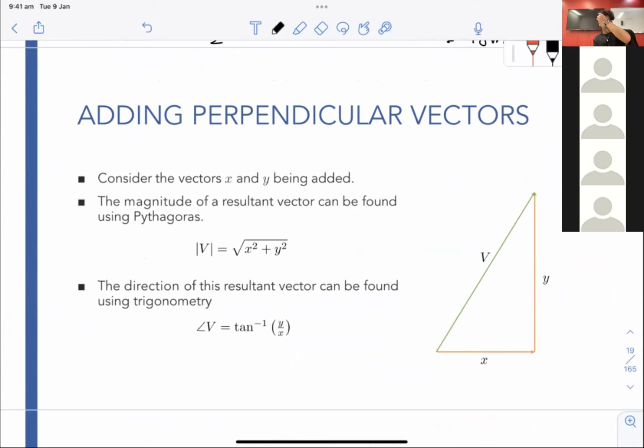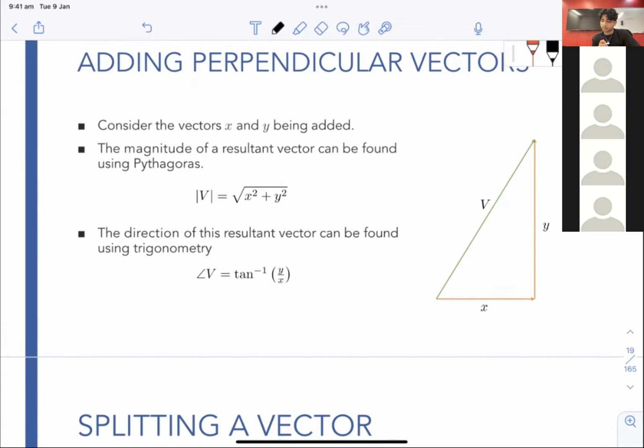Now we're going to look at adding perpendicular vectors. So when we're decomposing our vectors, the word is decomposition, where we take a vector and we break it down into its x and y components. We can use that to add together portions of vectors in a perpendicular fashion. So x and y are two vectors. In order to find what they add up to, we need to have a magnitude and a direction. For the magnitude, all we do is we use Pythagoras and we do the squares of the x and y added together and square rooted.